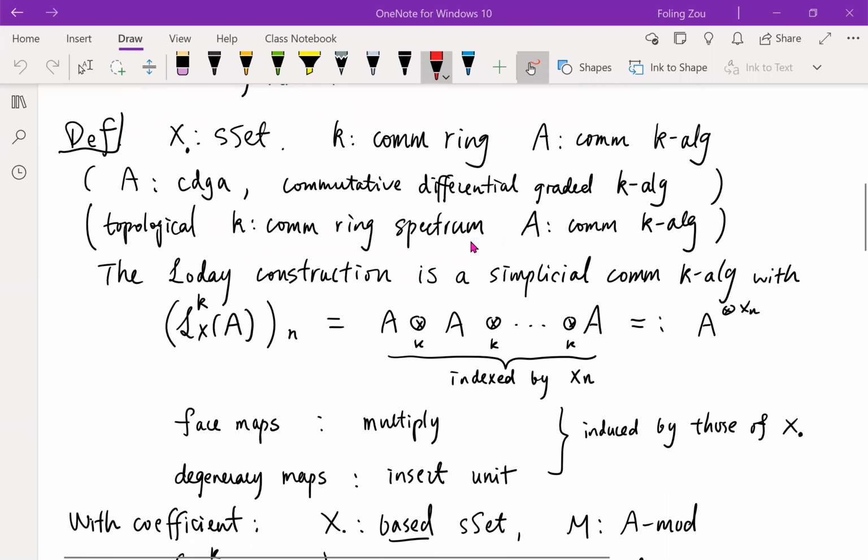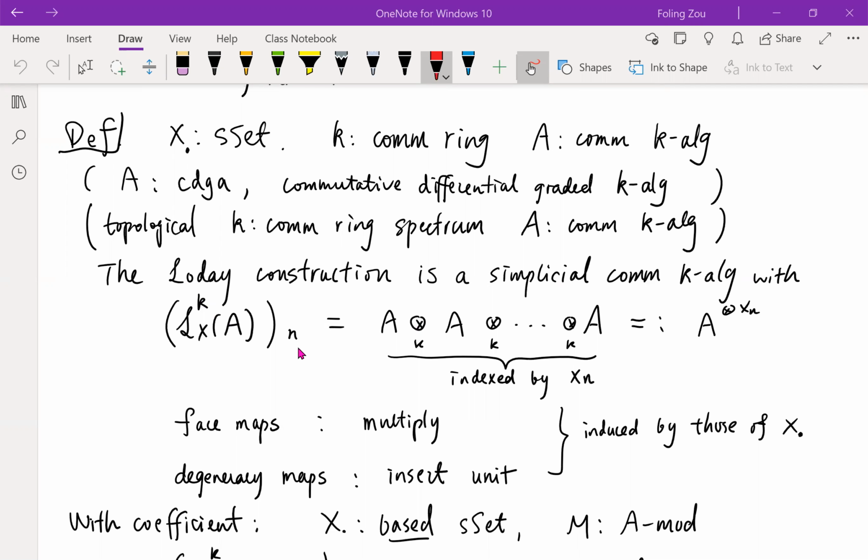So this is the definition. Here X is a simplicial set, K is a commutative ring and A is a commutative K algebra. K can also be a commutative differential graded K algebra in the definition. And there is also the topological variant where K is a commutative ring spectrum and A is a commutative K algebra spectrum. And the Lode construction, written as L_X(A) over the ring K, is a simplicial commutative K algebra.